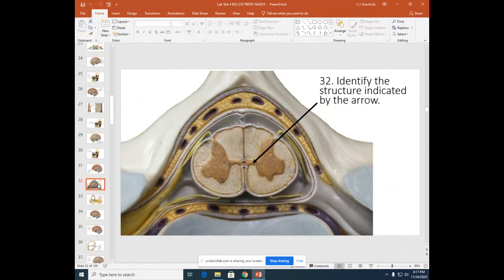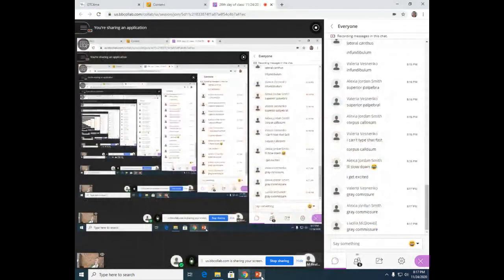All right, identify this structure indicated by the arrow. Okay, you can see here where we are. We're back in the spinal cord here. This is, I won't say it's similar to the corpus callosum, but as you know, the corpus callosum allows fibers to cross from one side of the brain to the other. They're commissural fibers. This too is what? The gray commissure. Yeah, gray commissure. This is where we're seeing crossing over.